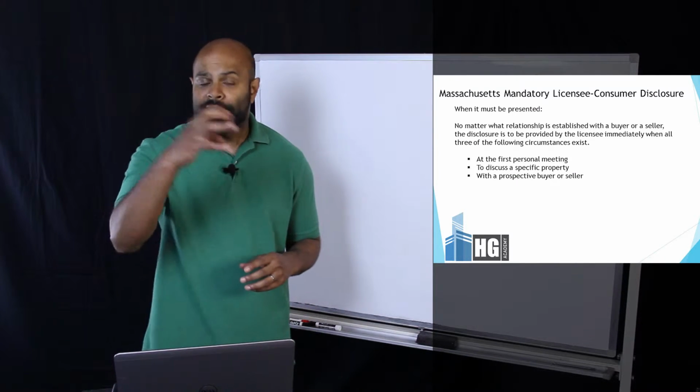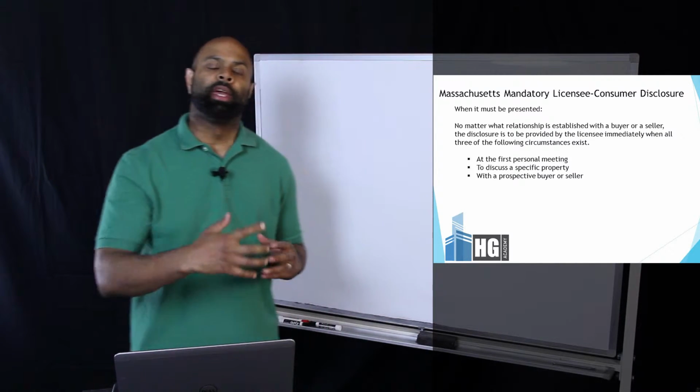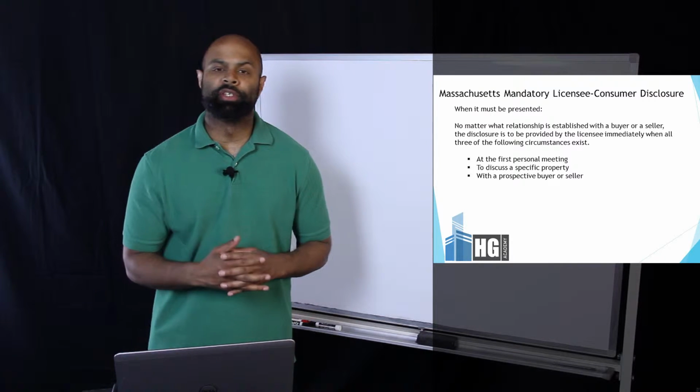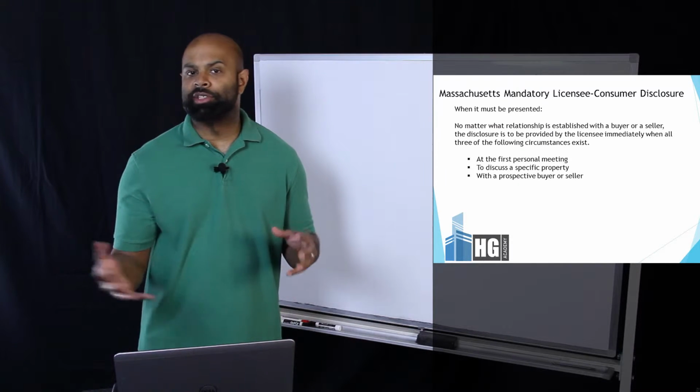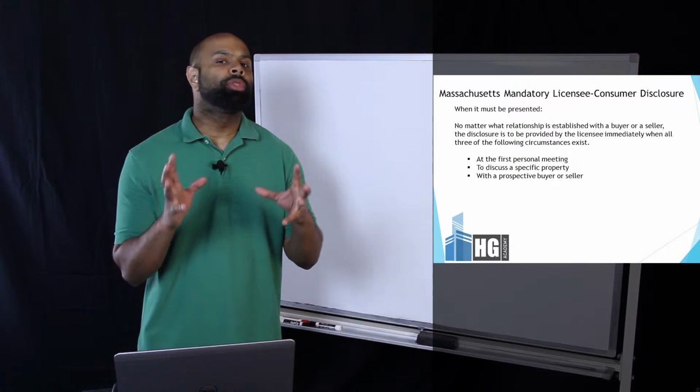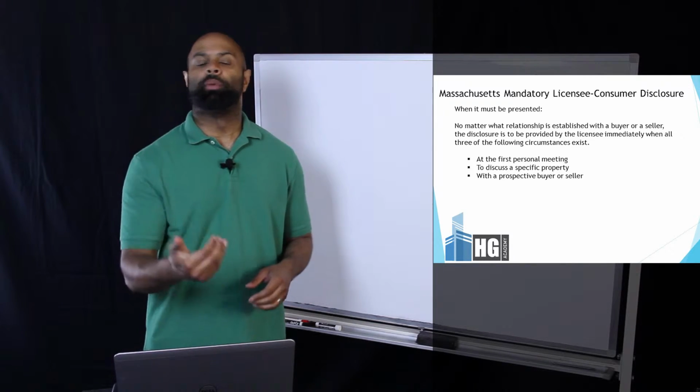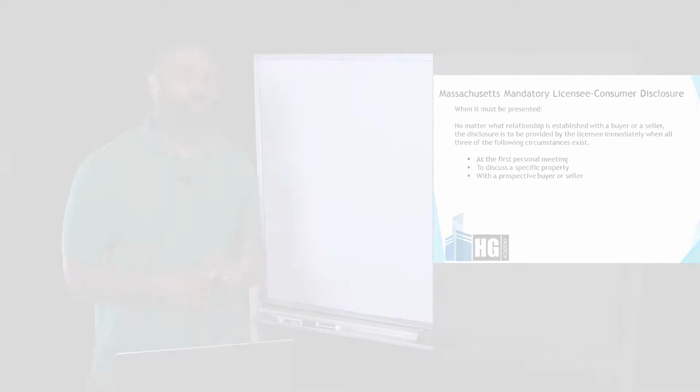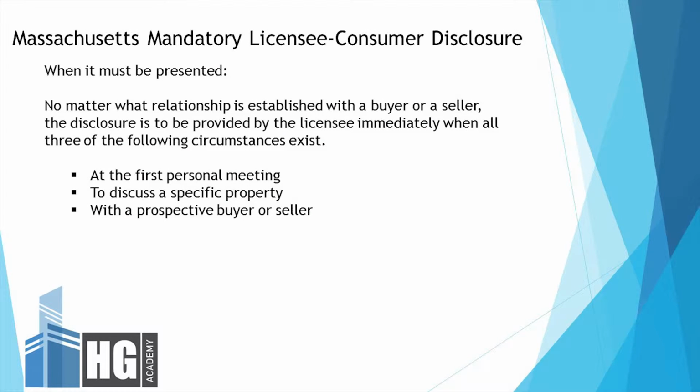As a matter of fact, in this next section, you're also going to see an example, an image of it, and you'll also have access to the actual document. It's important that you as agents understand what this form is and when you have to disclose it. It's called the Massachusetts Mandatory Licensee Consumer Disclosure. No matter what relationship is established with the buyer or seller, the disclosure is to be provided by the licensee immediately when all three of the following circumstances exist.